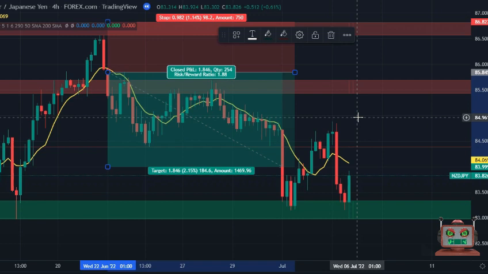Perhaps you're doing it on another platform like MT4. It might be a little bit difficult for you to set this up on MT4, so you need to work manually with your support and resistance. So that's it. You need to understand that.